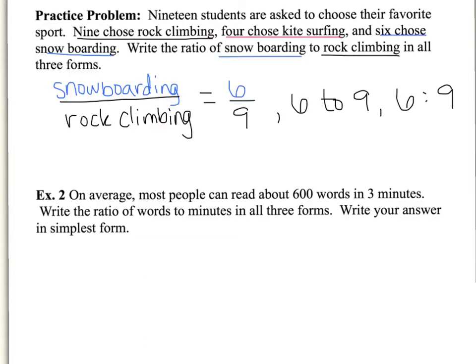Okay, so you should have set up the ratio of snowboarding to rock climbing. So 6 students chose snowboarding and 9 students chose rock climbing. So we have 6 over 9, 6 to 9, and 6:9. Those are the three different forms of ratios that you should have for this problem.